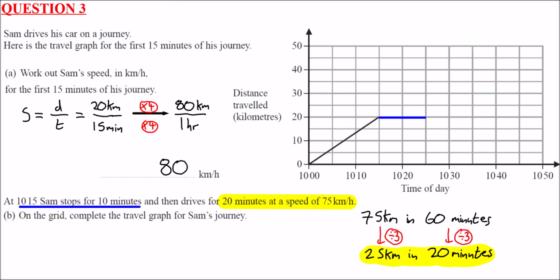So 20 minutes on from where we left off, 10:25 plus an extra 20 minutes takes us to 10:45, which is here, and then he's got an extra 25 kilometres. So he's gone 20 kilometres so far, an extra 25 will put him at 45 kilometres in total. So the final bit of his journey, where he does an extra 20 minutes and covers 25 kilometres, would be from here to there, like so. So that now is the completed distance time graph for Sam.